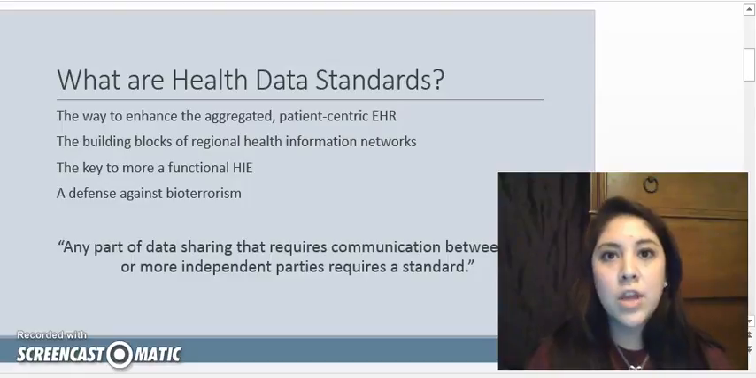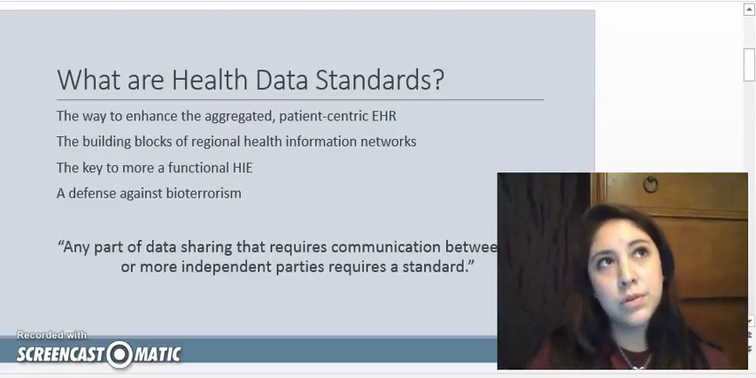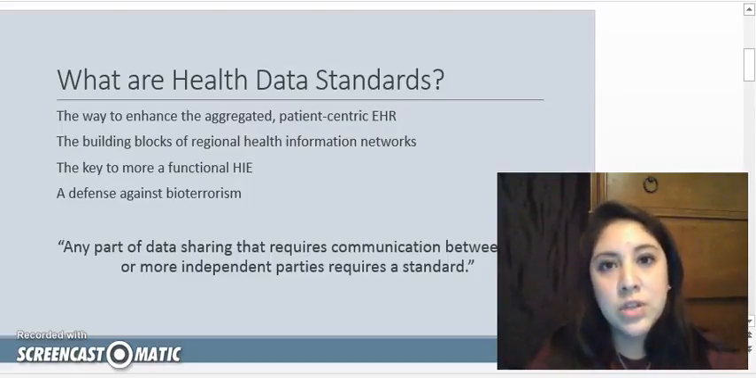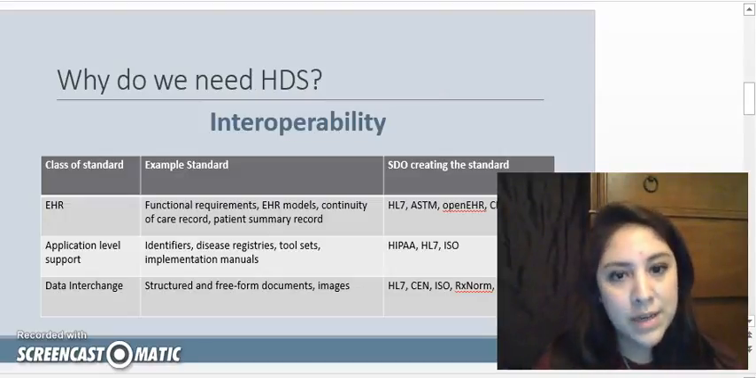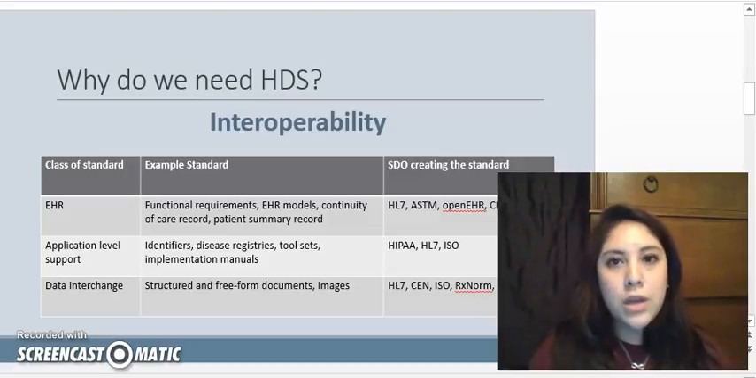Think about your debit card. You can use a debit card at multiple ATM machines because of the data standard embedded in those cards and machines. It's everywhere. So why do we need health data standards? Well, the main reason is interoperability. We want to seek to share data with other organizations.